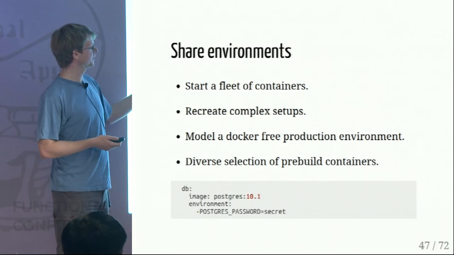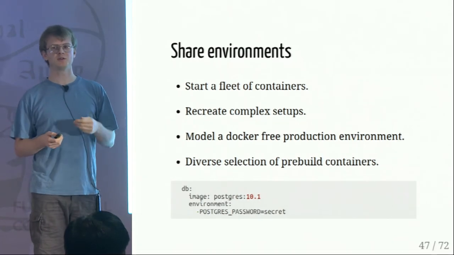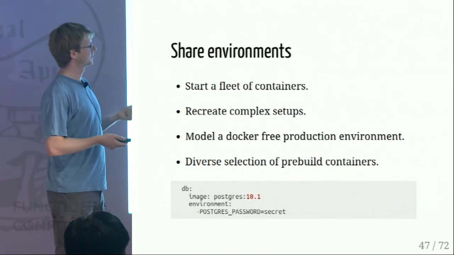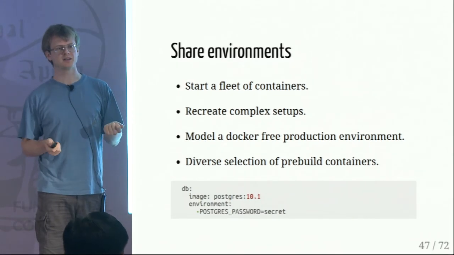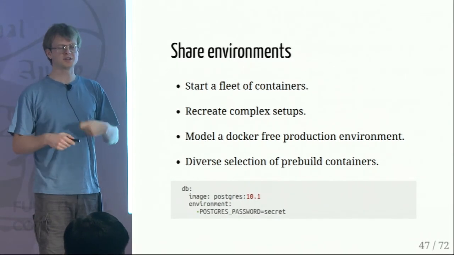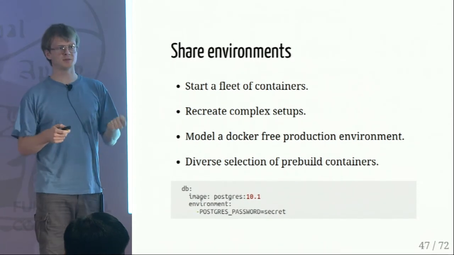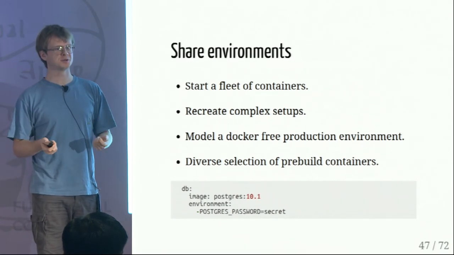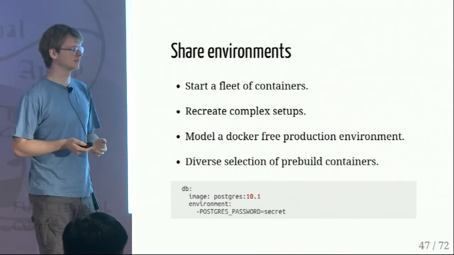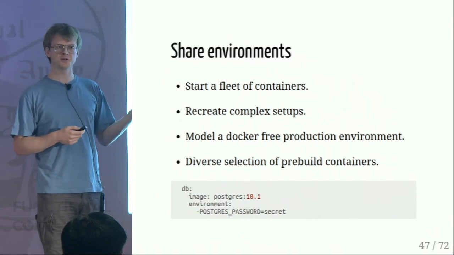And this one, I think, is quite an interesting step. You can model Docker-free production environments. So even if you're not sold on Docker, you can use Docker, just use a basic, say, Ubuntu image from Docker. Use it locally, so you can start up 3 Docker containers. You can deploy apps to them. There's nothing stopping you then deploying those apps straight to your Ubuntu VMs in the cloud.